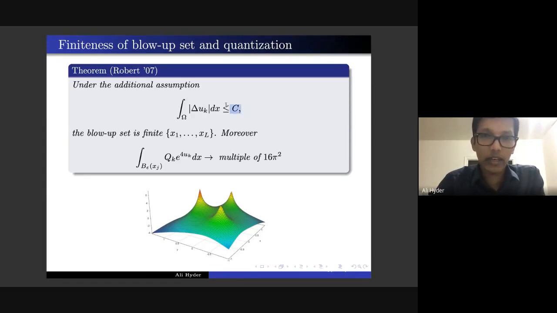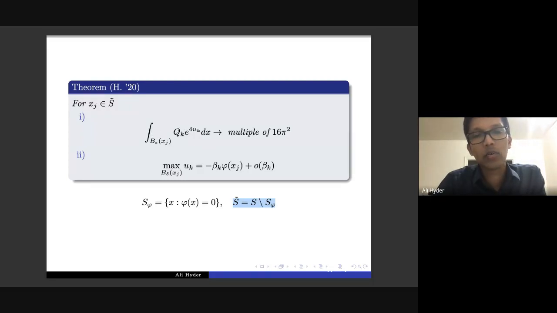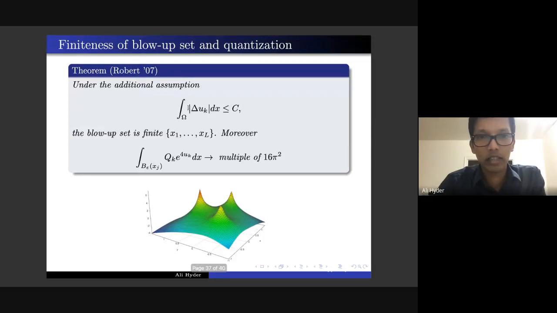So I was interested in proving this sort of result, but without this additional hypothesis. And actually, interestingly, we can say something like that. So around each point x_j, S tilde, the set S minus S_P. If I stay outside the zero set, then this integral actually converges to a multiple of 16 pi square. But I do not need any assumption like this one.